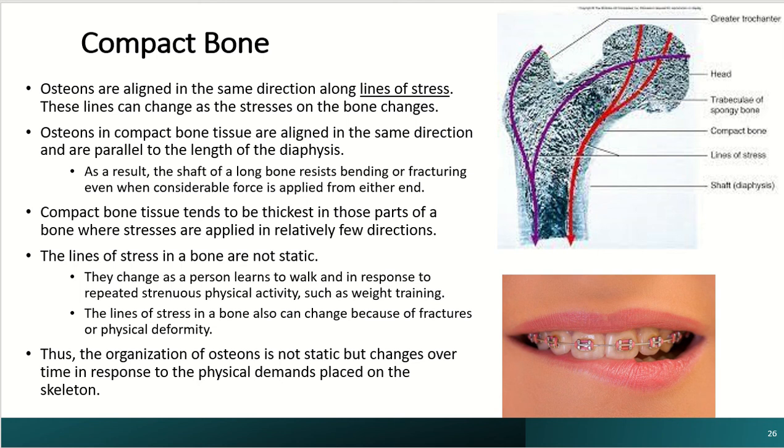Another way that we can look at lines of stress changing is when we talk about braces. For the dental alveoli that those teeth fit into, we apply pressure on the teeth, and this causes a shifting in the lines of stress in those tooth joints to help straighten them out so that they can be aligned in whatever way the orthodontists see fit. So this is just an application of stress to change the lines of stress in the bones themselves. You're not really shifting the teeth, you're just reshaping the joints that hold the teeth in, and this causes them to straighten out. Thus this whole reorganization of osteons is not going to be a static thing. It's going to change over time in response to the varying physical demands that are placed on the skeleton itself.